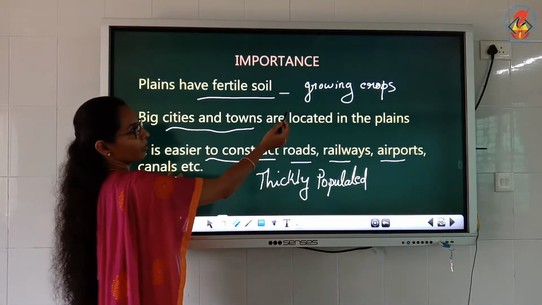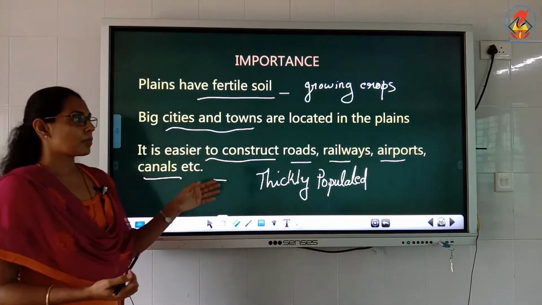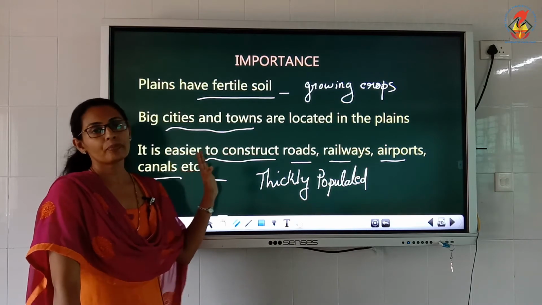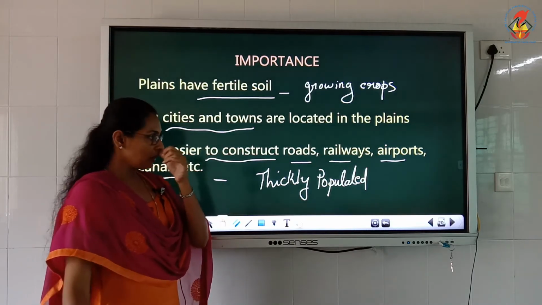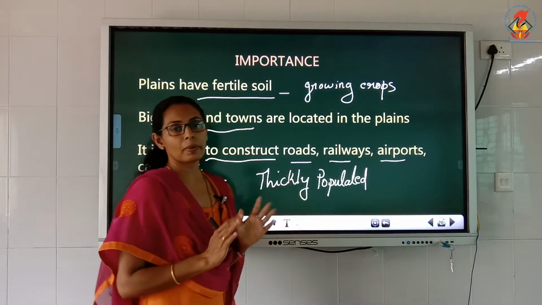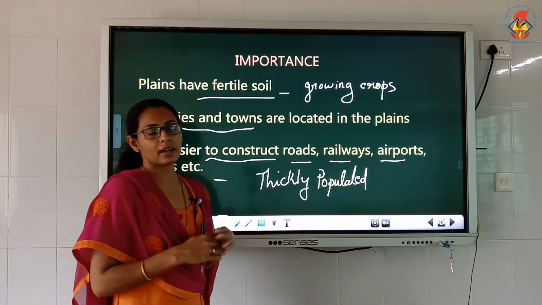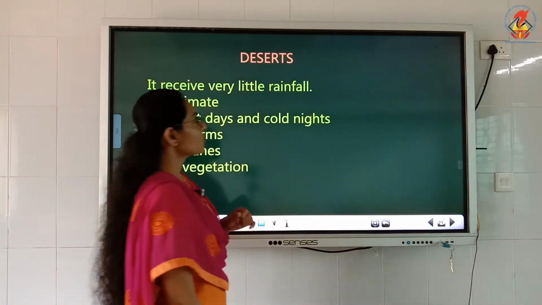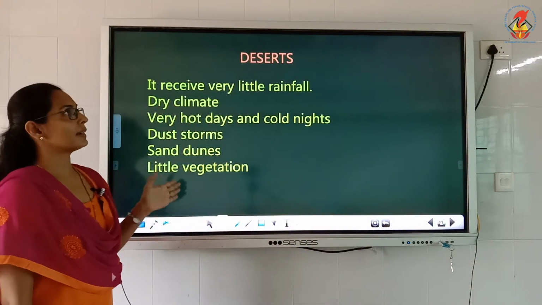So growing crops, farming is possible. So mostly people will also live here. So this is the importance of the plain. Clear, children? And we have an important plain in North India, that is the Gangetic plain. Now we are moving on to the next topic, that is desert.